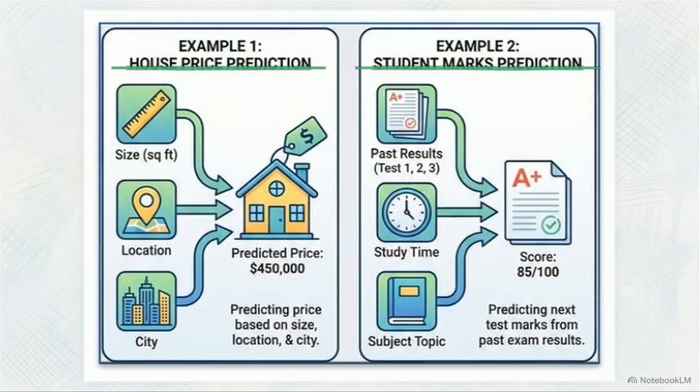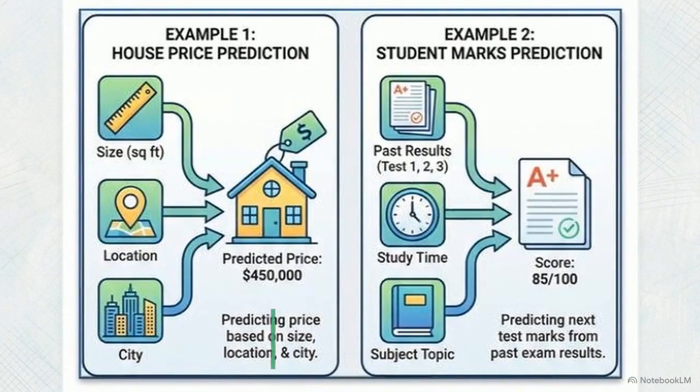This chart shows two everyday examples of this in action. On the left, a model estimates future real estate prices based on size and location. On the right, it predicts a student's likely test marks based on their study time and past academic results.